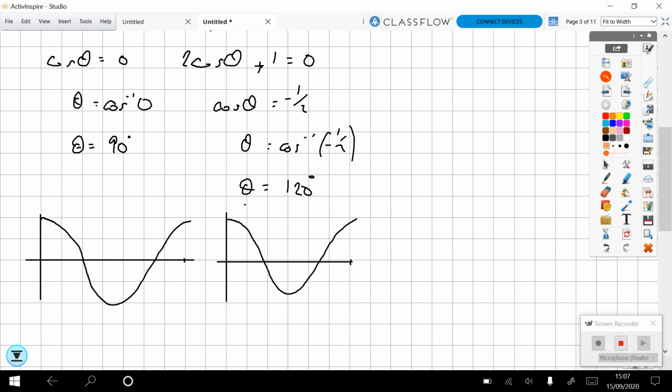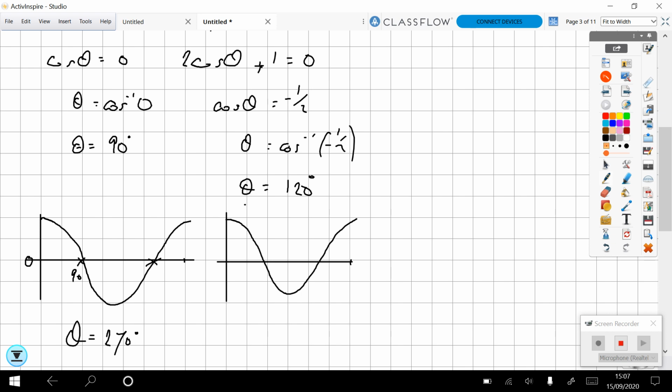Now, cos of theta equals 0. There's 0 just there. There are 2 solutions. This is the 90-degree solution that the calculator has found. This one here, by symmetry, theta must equal 270 degrees.